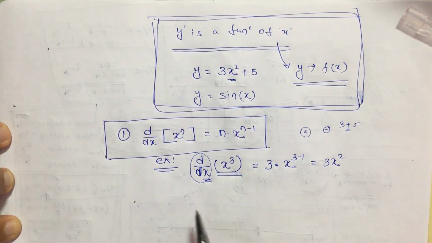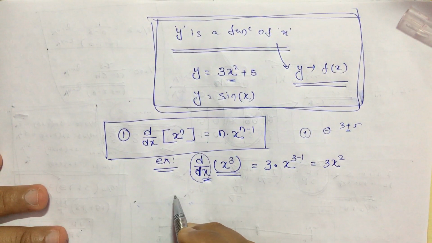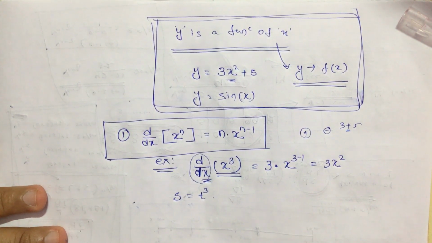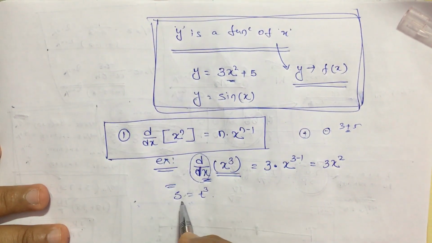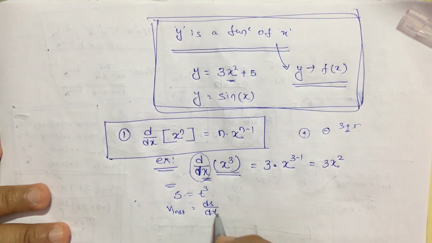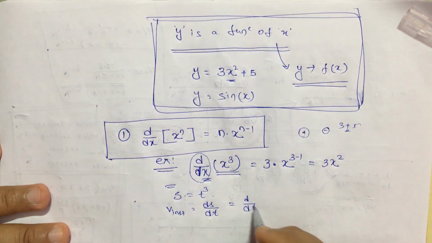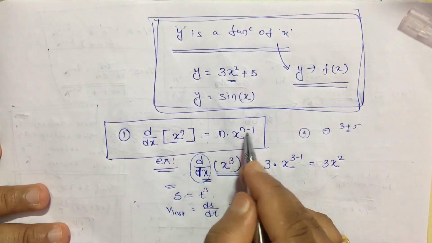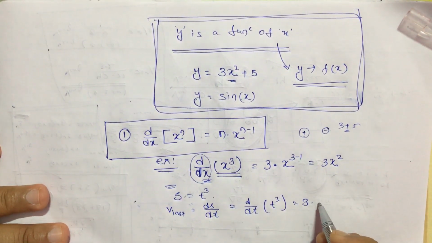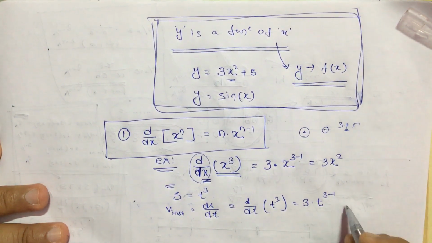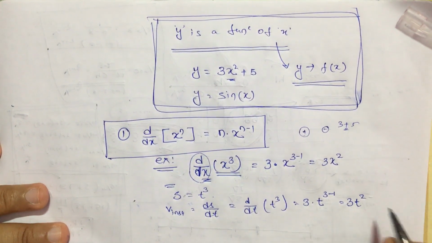Now, another example: if it is given s equal to t cube, find v. What is s? S is distance. Find v, or speed, instantaneous speed. Then v instantaneous is ds by dt, or I can write it as d by dt of t cube. Then in this formula, n into x to the power n minus 1, here it is not x, here it is t, so 3 into t to the power 3 minus 1, or I can write it as 3t square.